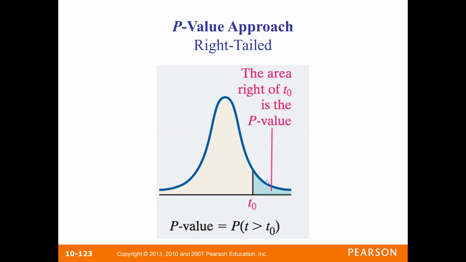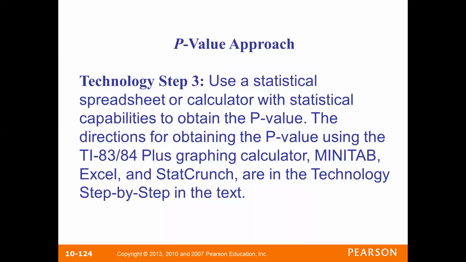If we're using a t-table, we will probably have to settle for a range of estimates for the p-value because we don't have enough specific information. If you're using a statistical package like StatCrunch, it will go ahead and calculate the exact p-value for you because it has more information stored than what we have on that one table. If you use a spreadsheet or a calculator or something like Minitab or StatCrunch, it will give you a p-value when running.